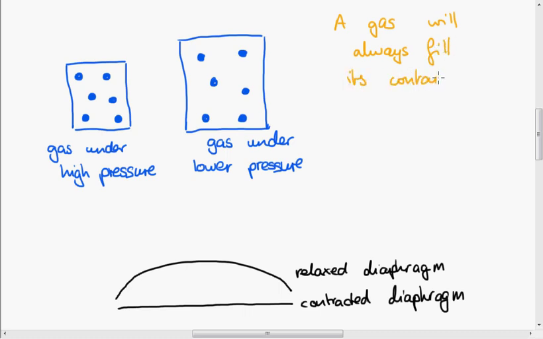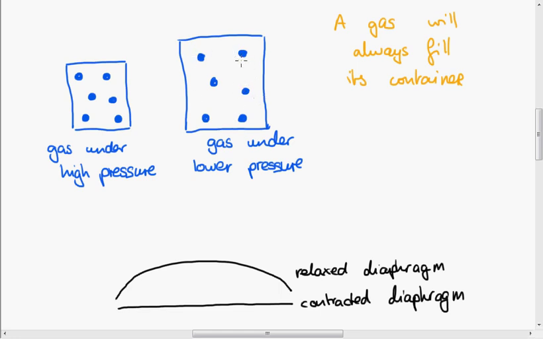Therefore, if you make the container bigger, the gas will spread out and it will fill that container. It won't all stay in one corner over here, it will spread out. So the gas will always fill its container, and therefore it will be under a lower pressure here.